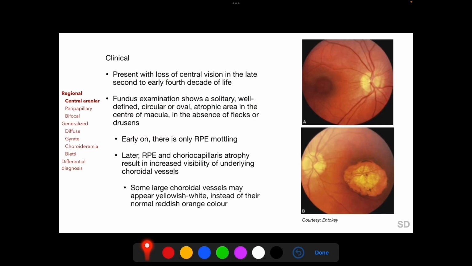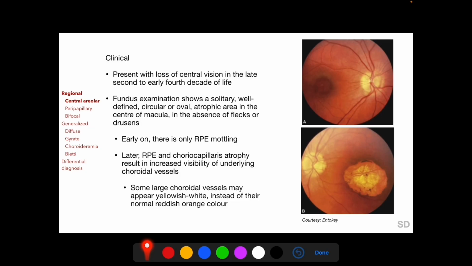Patients with CACD present with loss of central vision in the late second to early fourth decade of life, and fundus examination shows a solitary well-defined circular or oval atrophic area in the center of the macula in the absence of flecks or drusen. This absence of flecks differentiates CACD from autosomal recessive Stargardt's macular dystrophy.